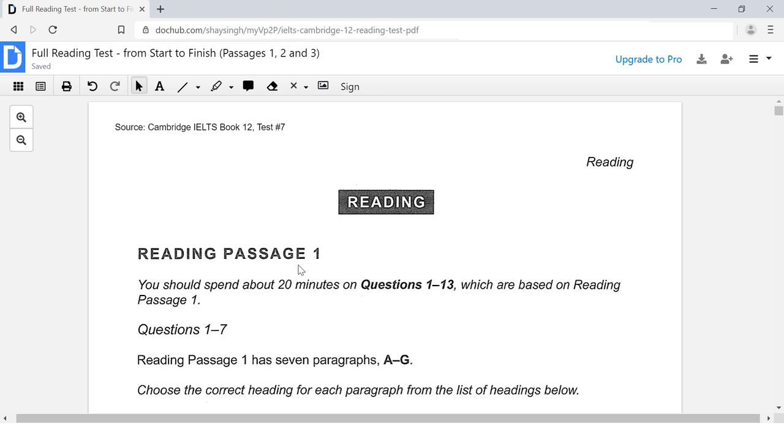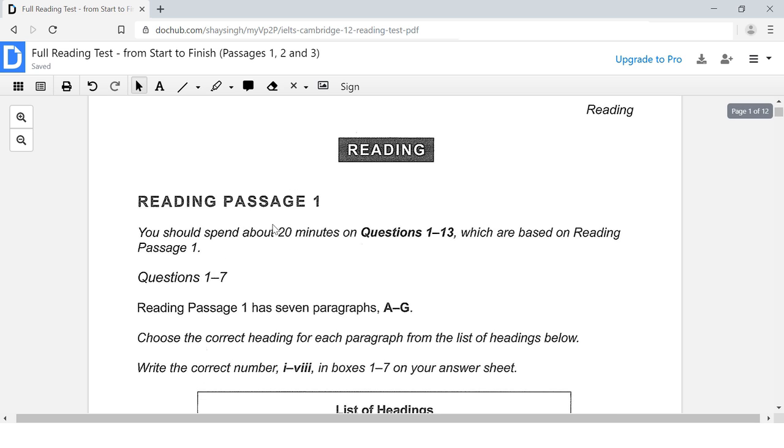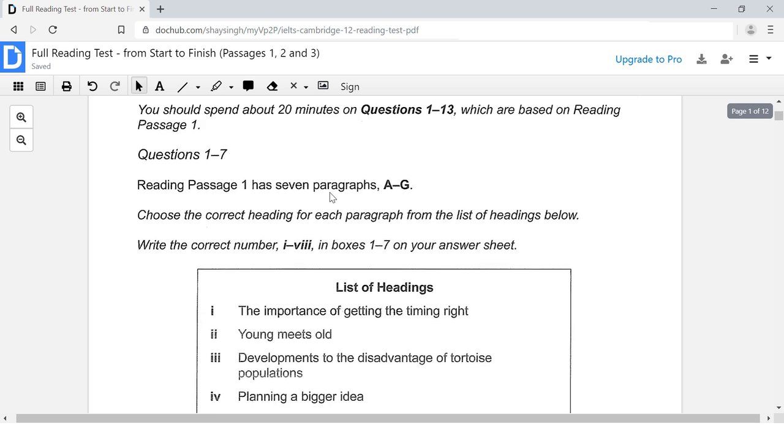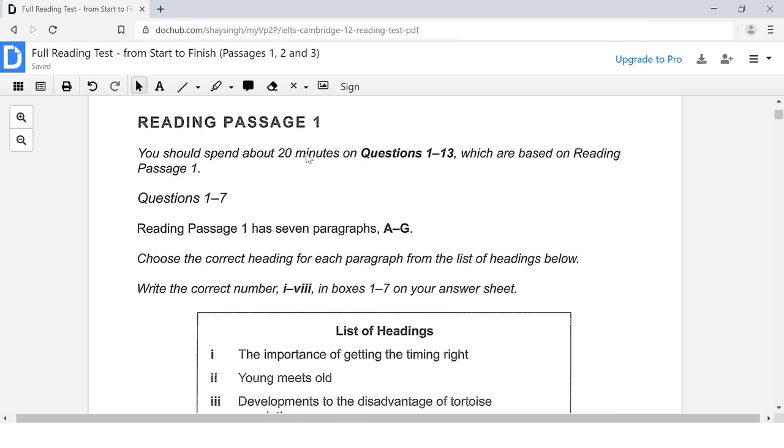So let's begin. Here we have our reading passage number 1. By the way, this entire test comes from the Cambridge IELTS book number 12. This is test number 7. So in test number 7, we're going to be doing reading passage number 1 in this video. So here is our first question.